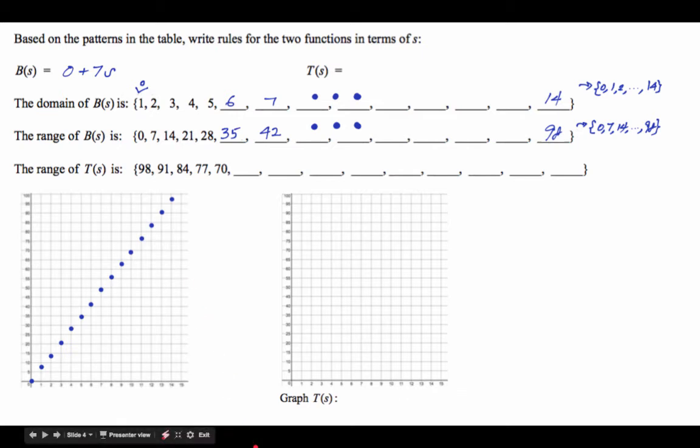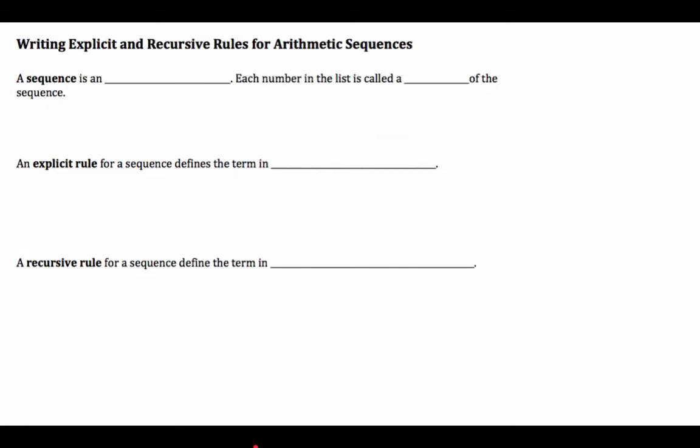Okay, let's move on. So what exactly is a sequence? A sequence is an ordered list of numbers. That's all it is. And each number in that list is called a term of the sequence. So for example, you got 1, 3, 5, 7, 9. These are a list of odd numbers, right? So this is just a sequence. Okay. There's an explicit rule for defining the sequence, defining the terms of the sequence.